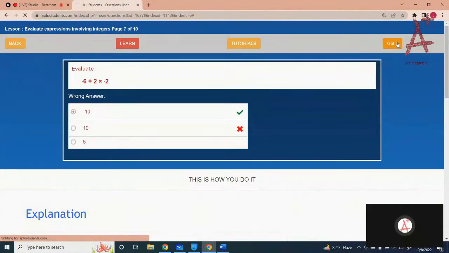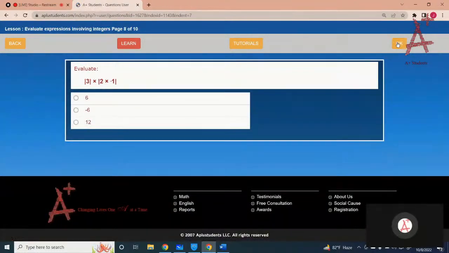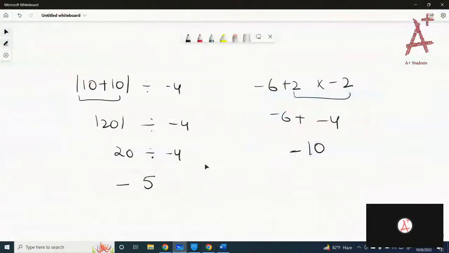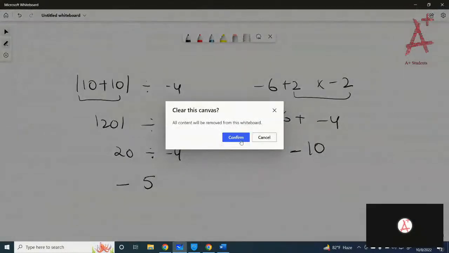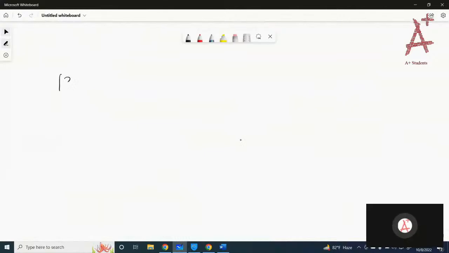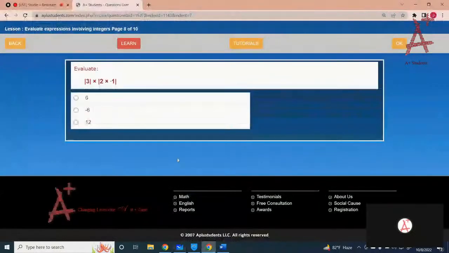Yes, it is negative 9. I selected the wrong option. Okay, absolute value of 3 times absolute value of 2 times negative 1. So the absolute value of 3 is 3, and 2 times negative 1 is negative 2. But absolute values are always positive, so the absolute value of negative 2 is 2. Got it? And you need to do 2 times 3. So 2 times 3 is 6. Got it? Select the correct option and click on the OK button.